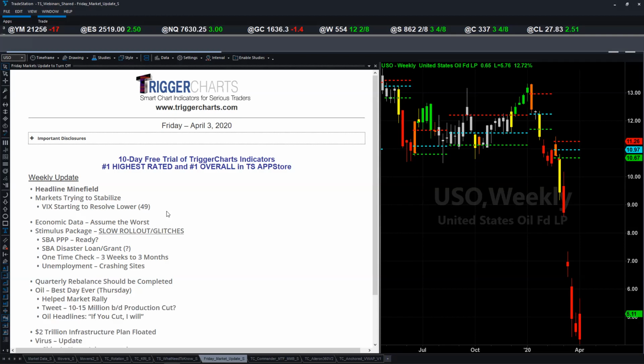We're also seeing the VIX start to resolve a little bit lower. It's right about 49 right now. That is showing us that there is some kind of semblance where we're not waking up to a market that has been halted due to volatility at the limit levels of the day. So we haven't seen that in a little while, and that's good news.